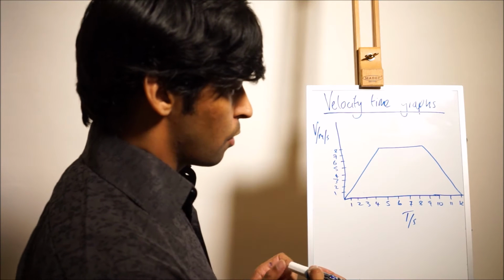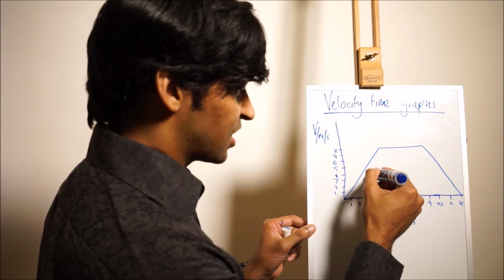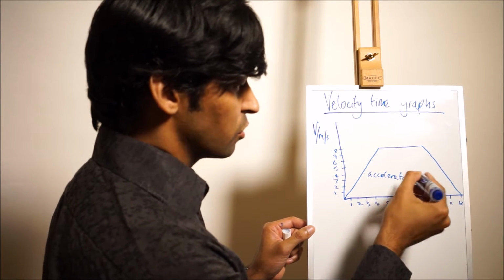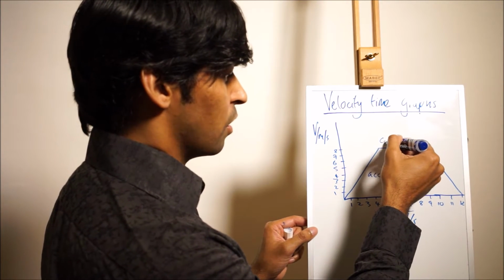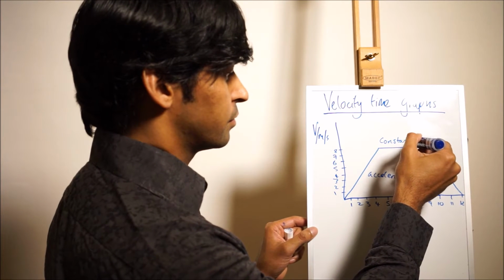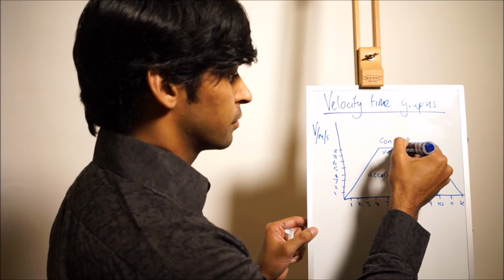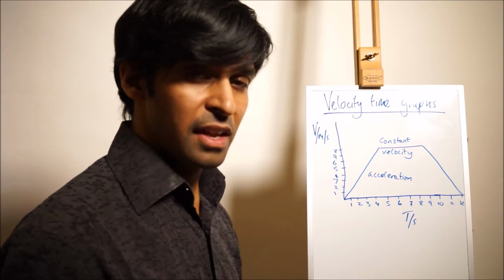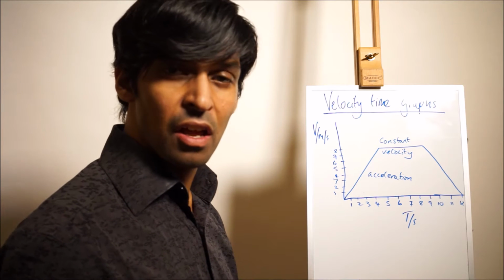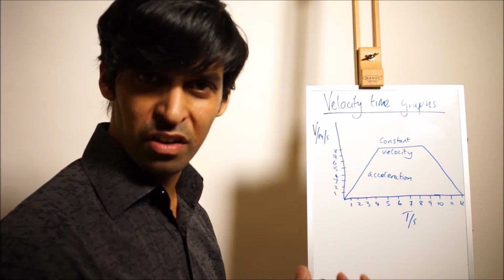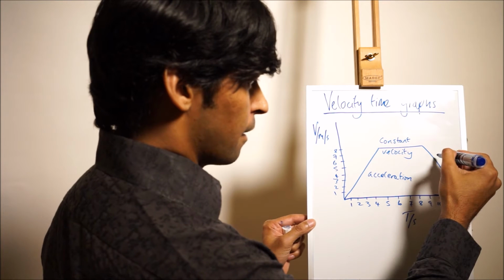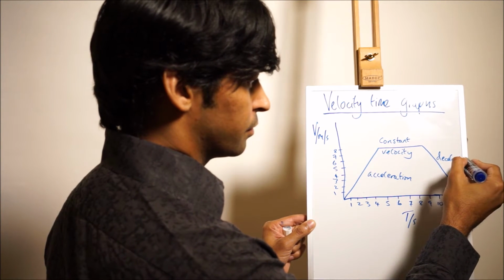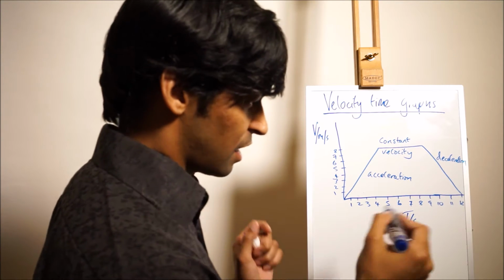The upward slope gives us acceleration. The horizontal line gives us constant velocity. And the downward slope, you can call it negative acceleration, you can call it deceleration, or you could call it slowing down. So let's give it the proper term of deceleration. I'm going to run out of space there, doesn't matter.